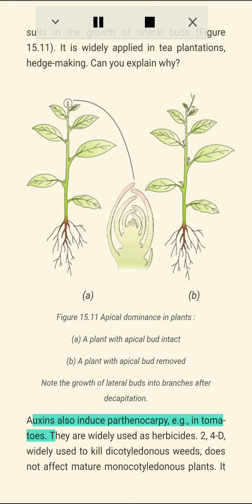Figure 15.11: Apical dominance in plants. A, a plant with apical bud intact. B, a plant with apical bud removed. Note the growth of lateral buds into branches after decapitation.